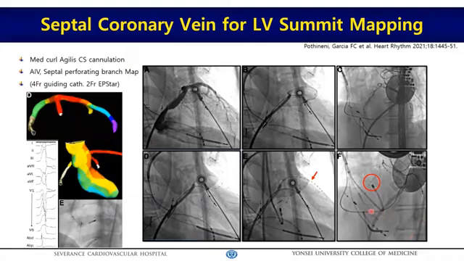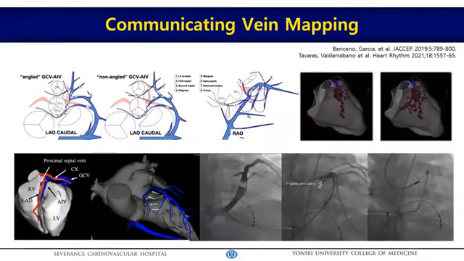However, you can target the earliest activation site by visual estimation of endocardial approach. It is quite effective to ablate subepicardial or intramural VT. If you look at the coronary venous anatomy carefully, you can map not only septal veins, but also communicating veins, which locate between the coronary artery trunk and aorta. This septal branch map is used for targeting intramural septal VT, and this communicating vein provides a good target for LV summit or LV outflow VT.